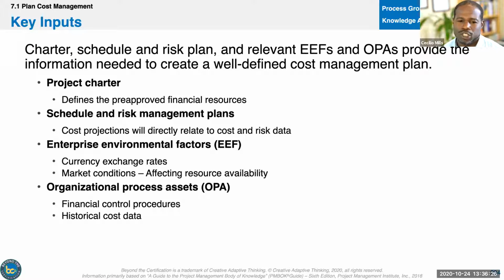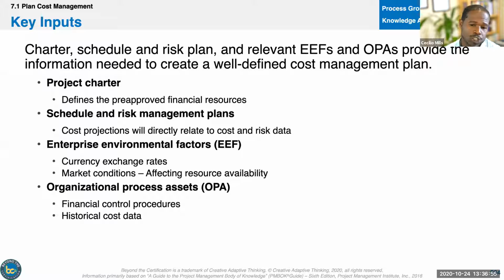All right, you need the charter, since it has high-level information. You need schedule and risk, because anything that may delay the schedule or cause issues from risk will cost you money. So you have to think about that as well. And then EFs and OPAs: market conditions, exchange rates, but it could also be interest rates on the loans that you have. Those things are out of your control. And so you have to try to control what's in your power as much as possible so that you minimize the impacts of things like that.